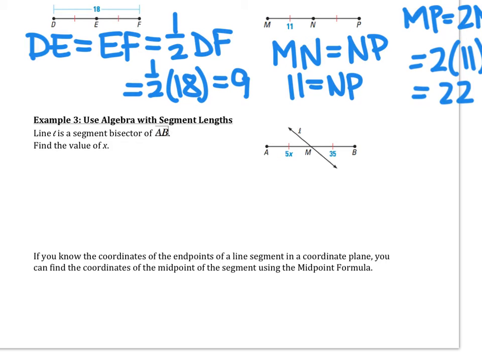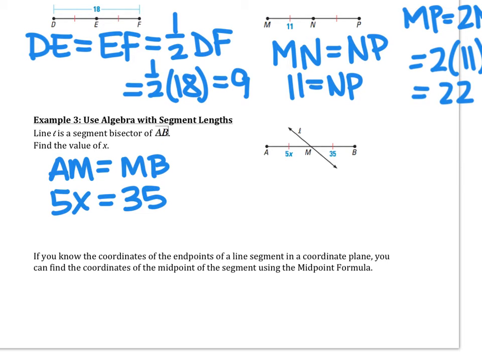Example 3, we're going to use algebra with our segment lengths. Line L is a segment bisector of the segment AB. Find the value of x. So you know that AM equals MB. Substituting in the expressions for each of those, and solve for x by dividing by 5. So x equals 7.